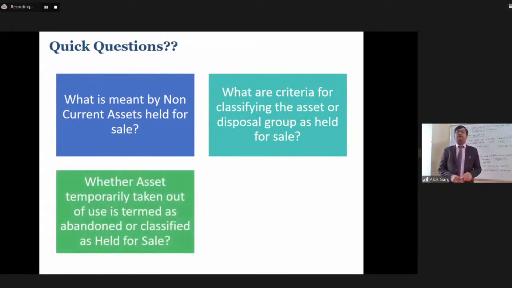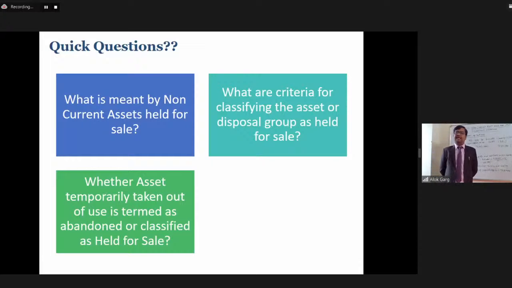What are the criteria for classifying the asset or disposal group as held for sale? The item is available for immediate sale in present condition, ISPC, and the sale must be highly probable. For making the sale highly probable, the management must be committed to sell the asset, an active program to locate a buyer has been started, and the item has been marketed at a reasonable price.